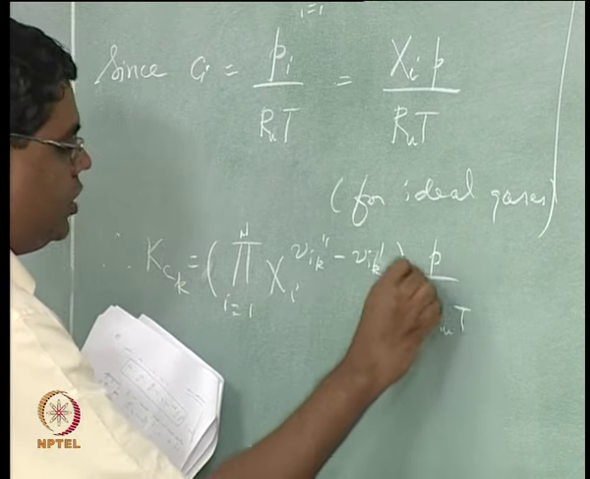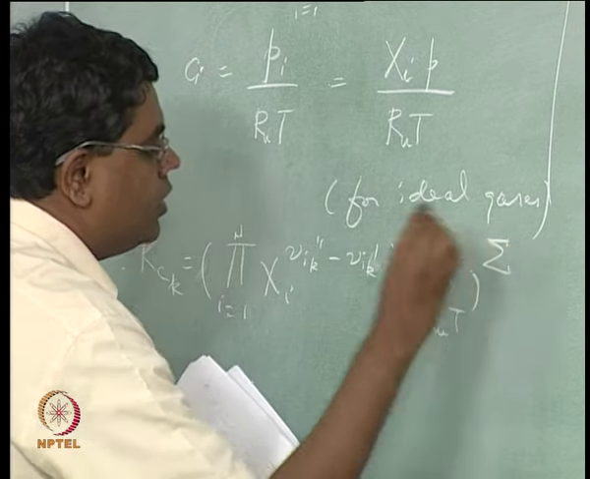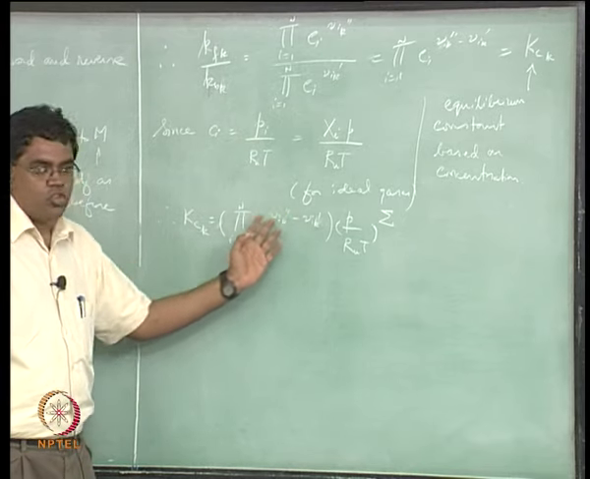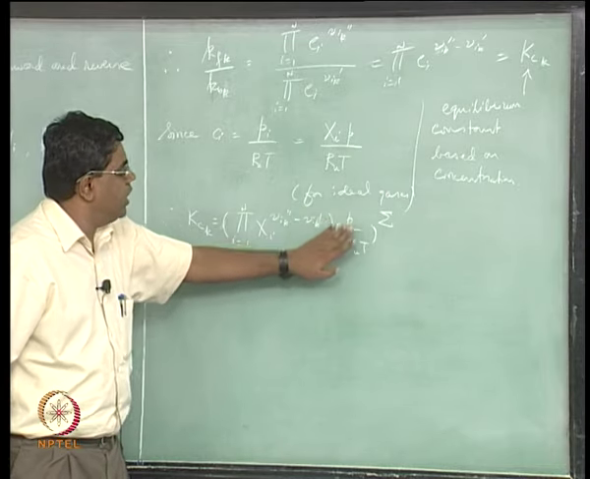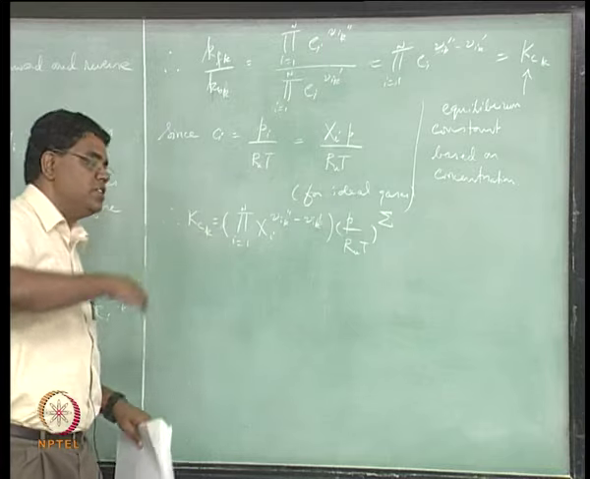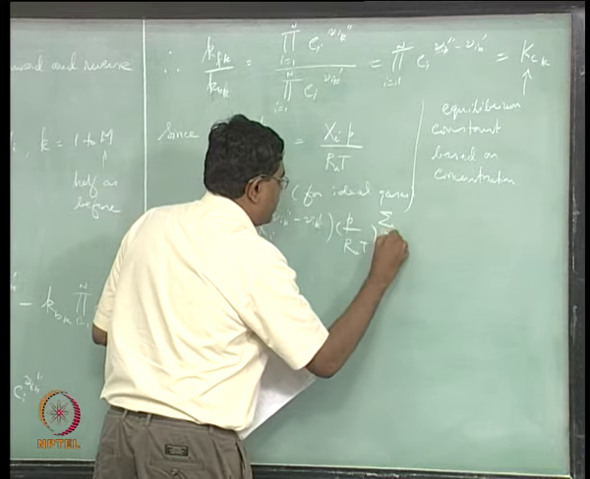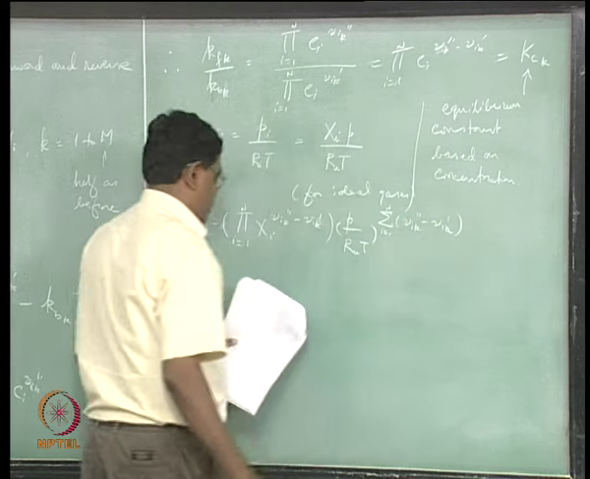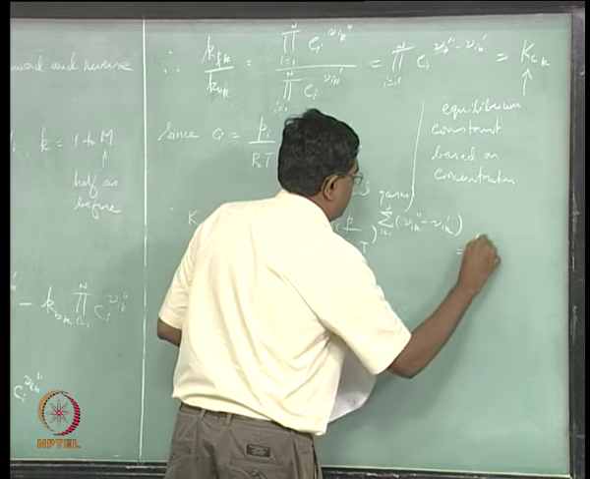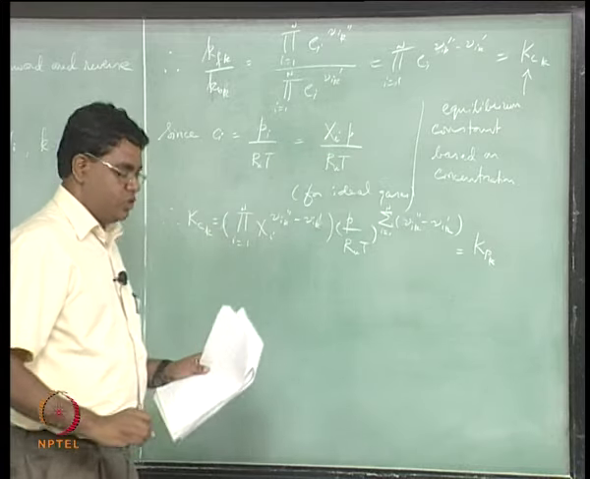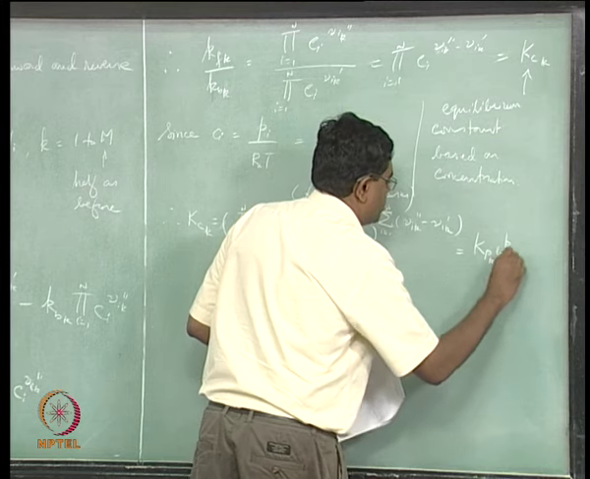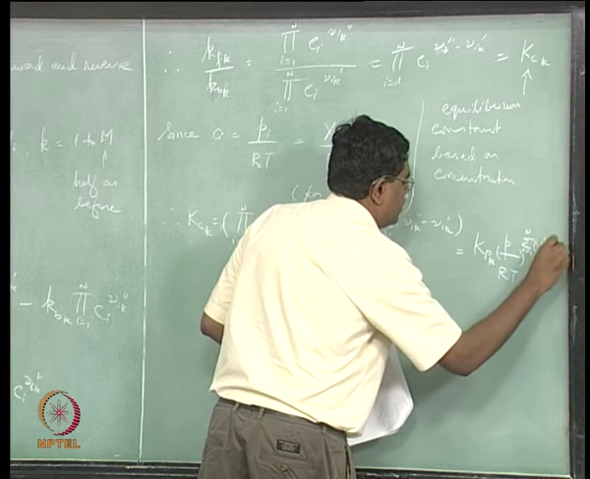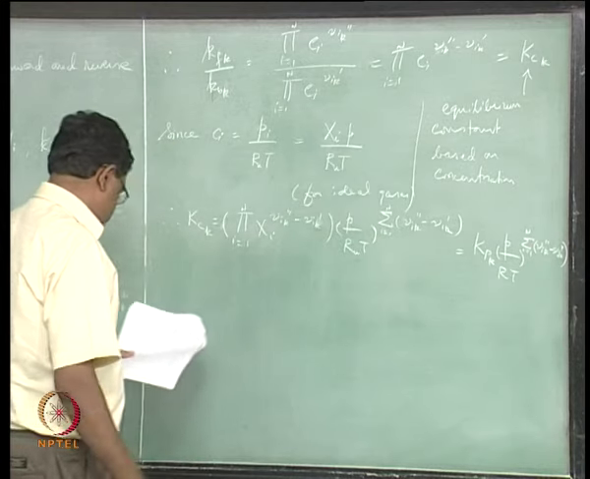times p over R_u T to the power, this p over R_u T is going to be constant, it is a common factor for each of those x_i's, right. So x_i goes through the fate that C_i went through, but then when you have the P over RT that is common for all of them, it gets summed over all of the species, right. So you now have sigma i equals 1 to n of nu_ik double prime minus nu_ik single prime. So in effect this is nothing but K_P,k, which we were familiar with to begin with, times p over R_u T to the power sigma i equals 1 to n of nu_ik double prime minus nu_ik single prime.